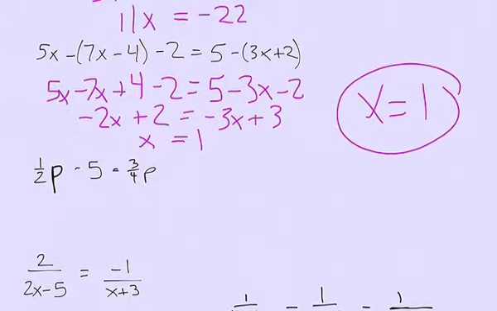The next one here does involve some fractions. That's another thing. It's still linear equations. There's no exponents or anything tricky like that. One way to do this is to simply subtract that 1/2 p to the other side.